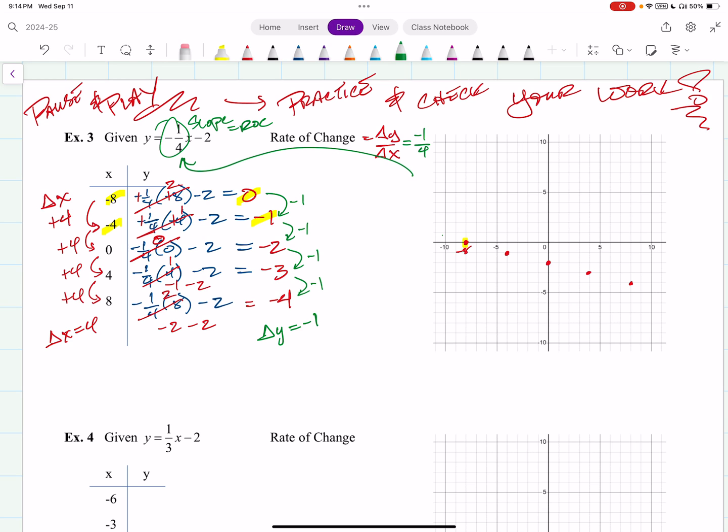So let's graph the function here, and you can see what's going on. You go down 1, right 4, down 1, right 4, down 1, right 4, down 1, right 4, and that's rise over run. Rise divided by run, -1/4. Down 1, right 4. And there's your slope, which is called rate of change in general.